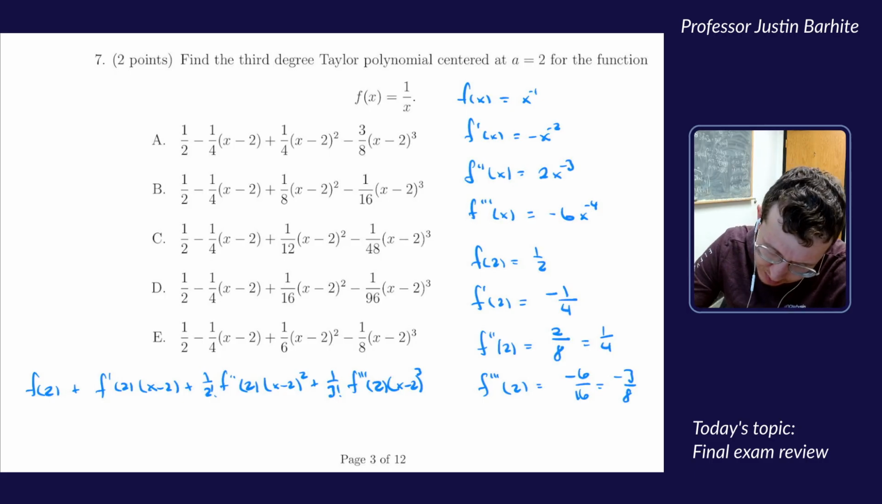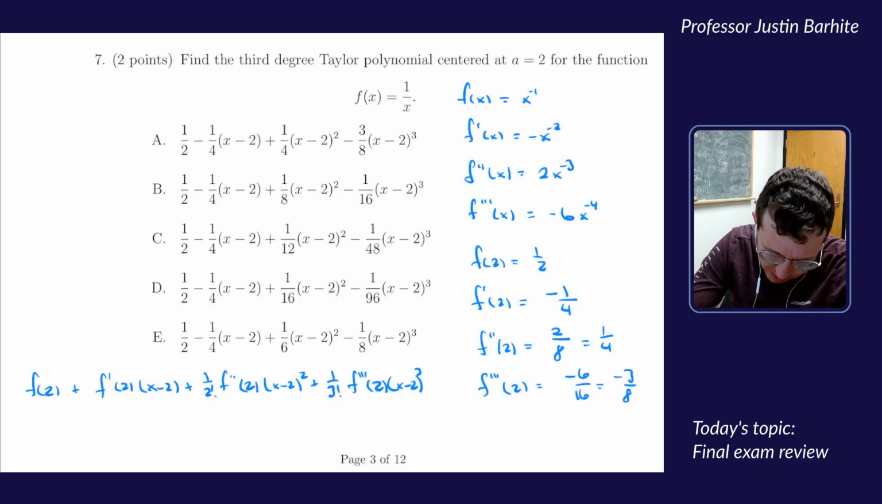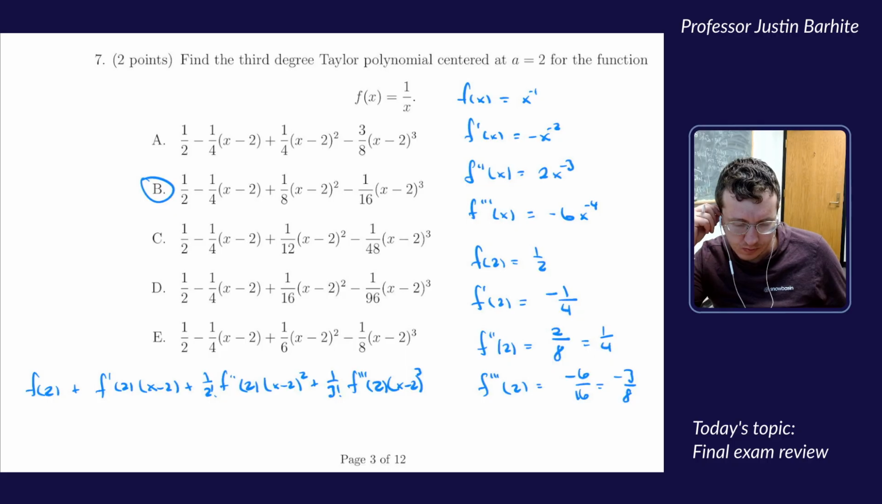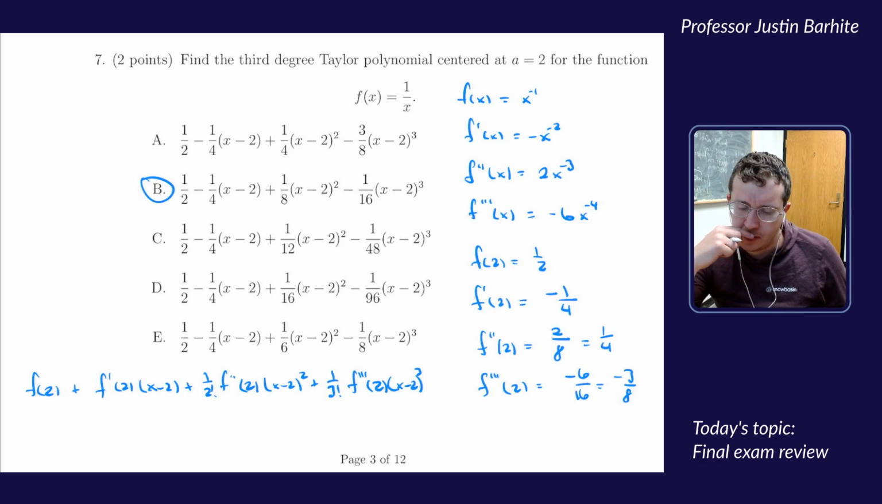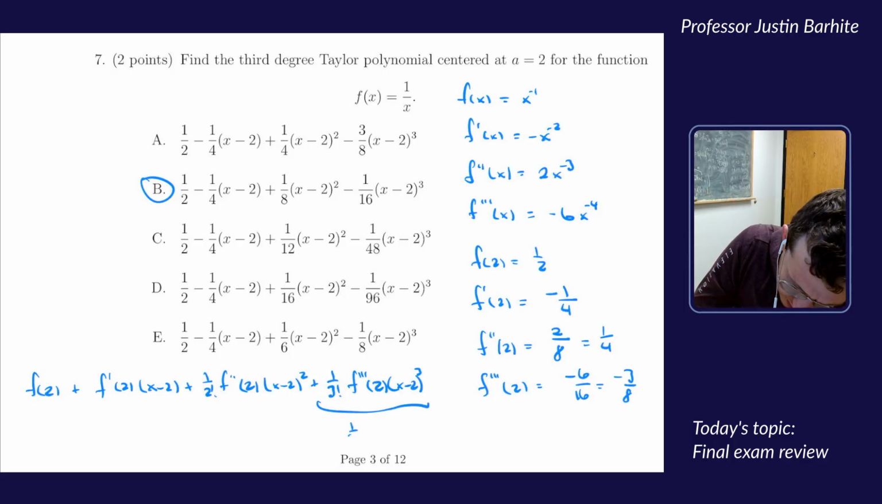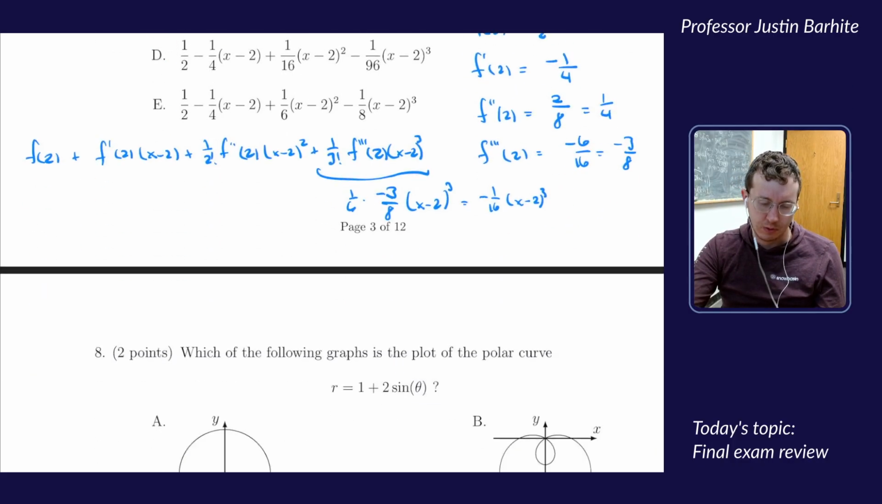The third term is 1/4 times 1/2, so it's 1/8 times x minus 2 squared, and only option B has that 1/8. We could also check the last term just for fun. It would be 1 over 6 times minus 3/8 x minus 2 cubed. That is minus 1/16 x minus 2 cubed, which is in fact what we have here in option B. All right.